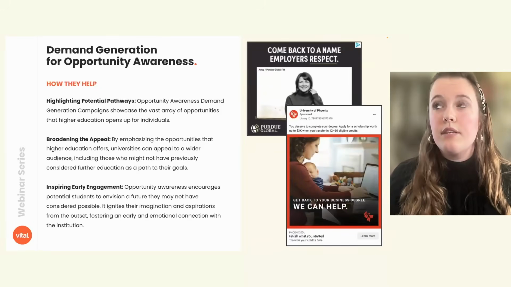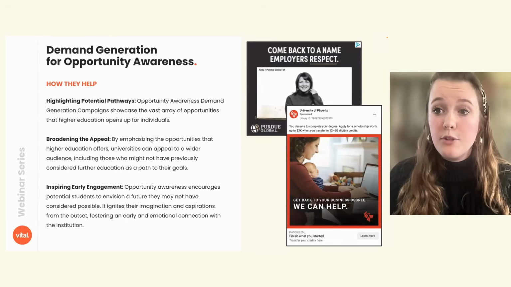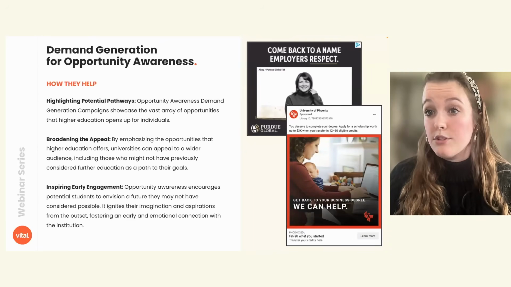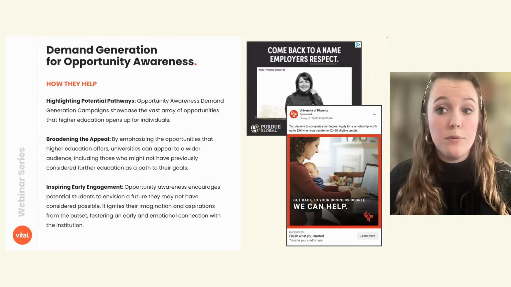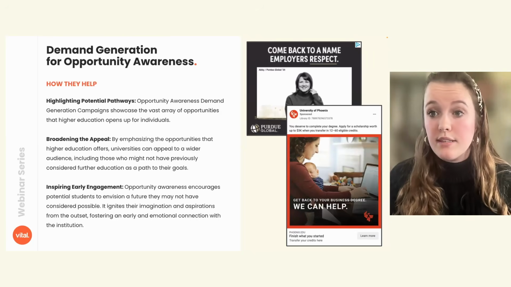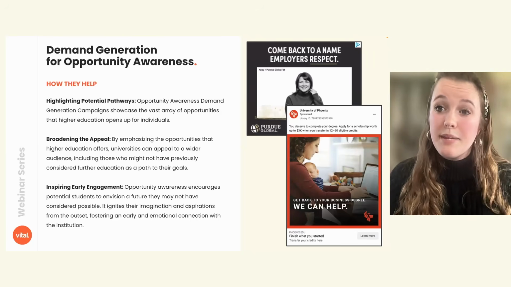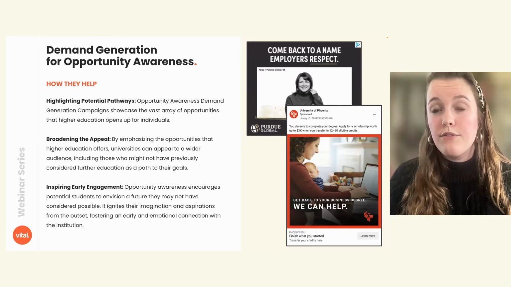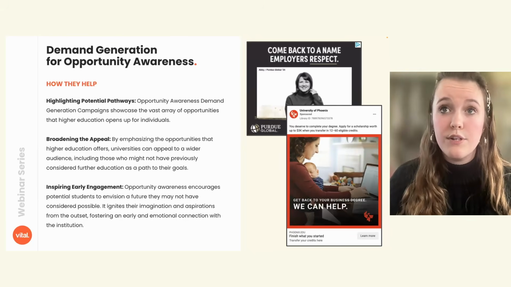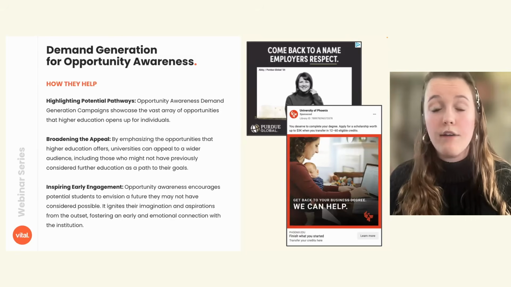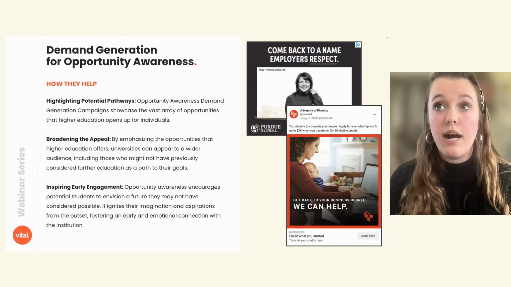Couple other key points about this type of campaign. It highlights potential pathways that students might not otherwise know about at your specific university, so it opens the door for different pursuits that they might not have thought of, and broadens the appeal of your university in general. So if prospective students might have heard of your university but not know about certain programs or offerings, this is an opportunity for you to highlight those.